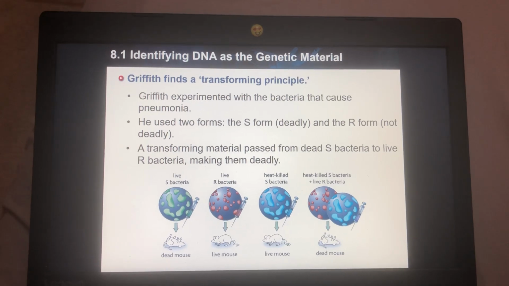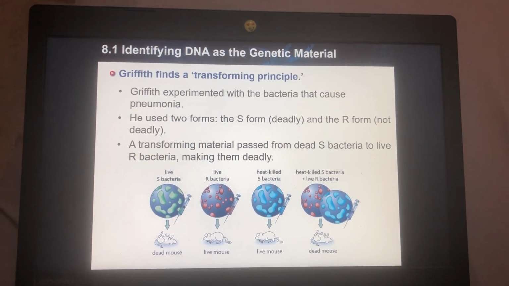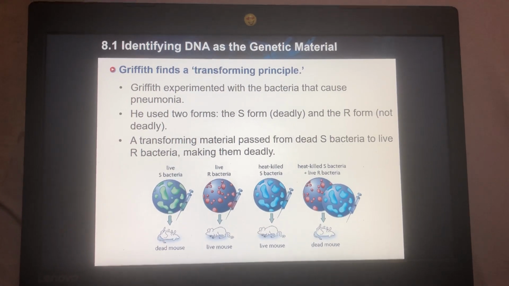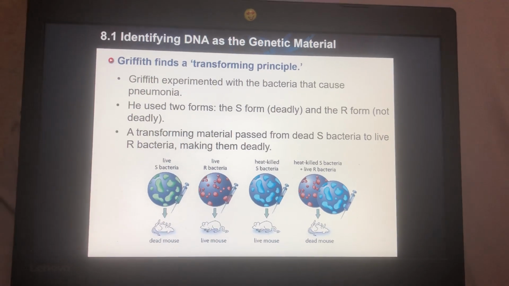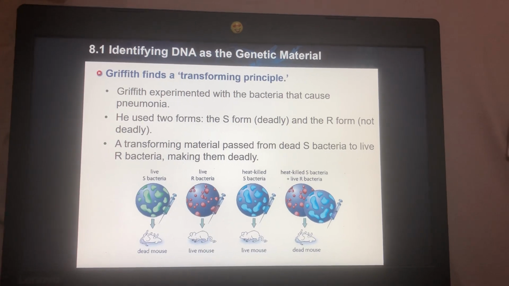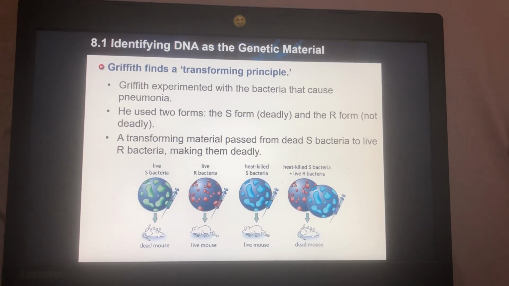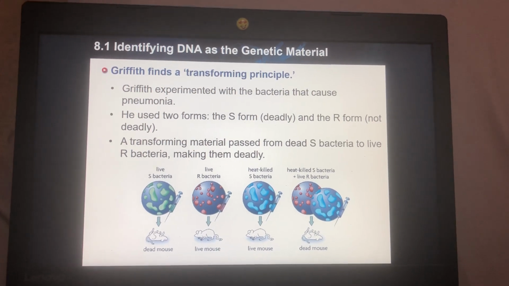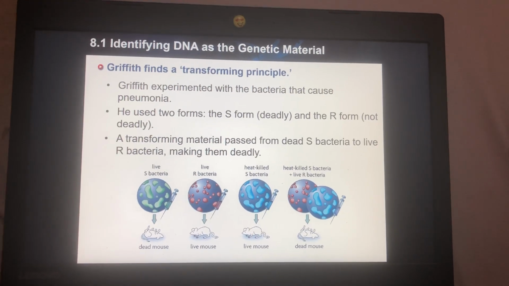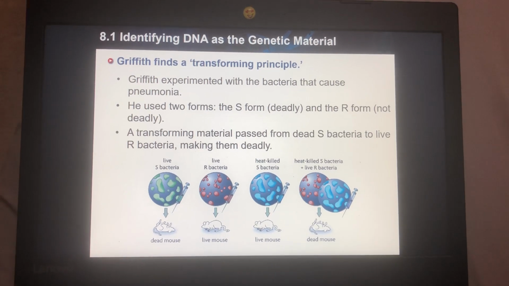Actually, he got surprised. The mouse died. What does it mean? It means that there is a transformation that occurred for R strain bacteria. Instead of being harmless or not deadly, now the R strain bacteria are deadly. Why? There is transformation, and the material that caused this transformation is called the transforming principle.